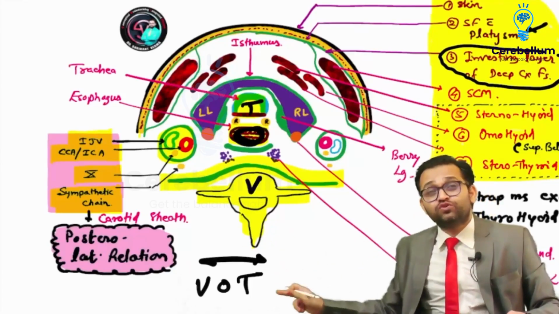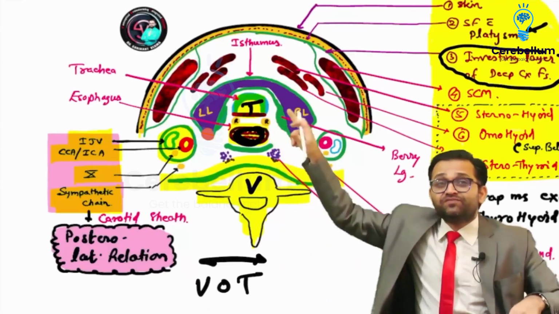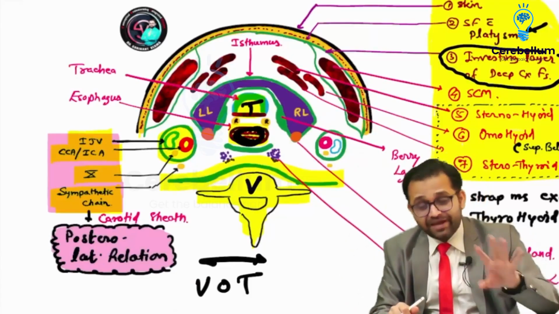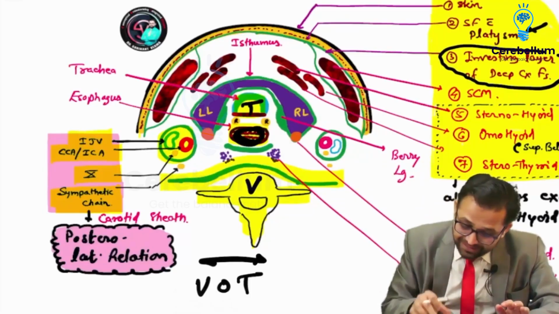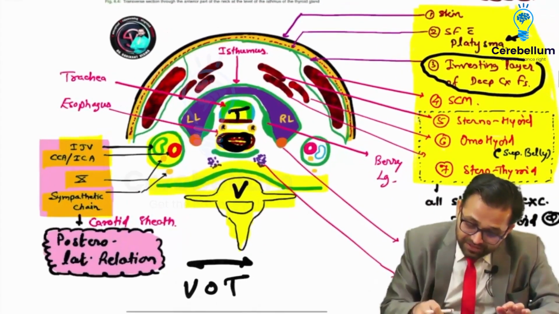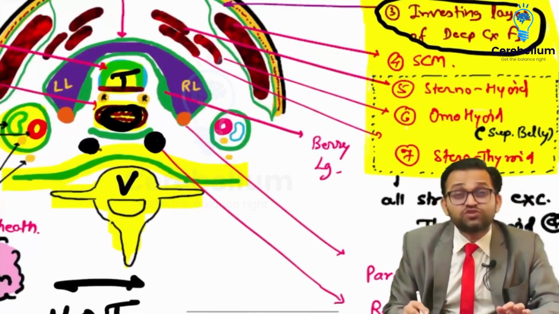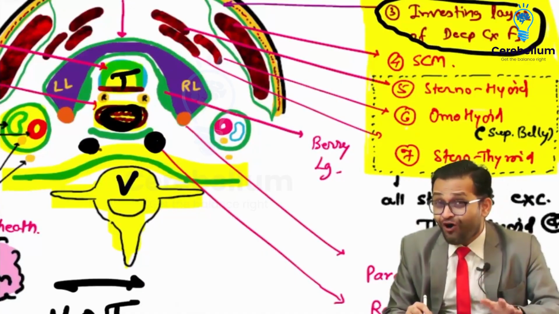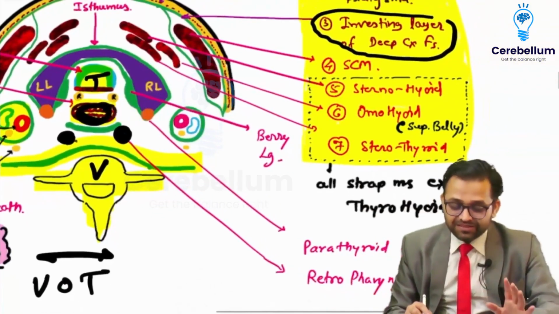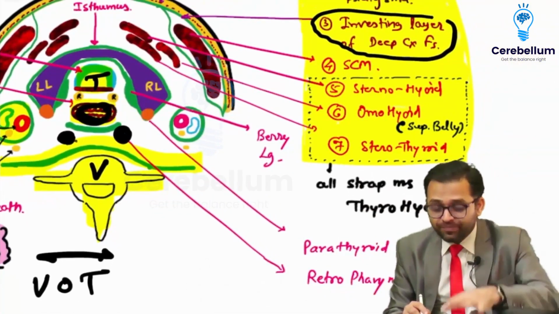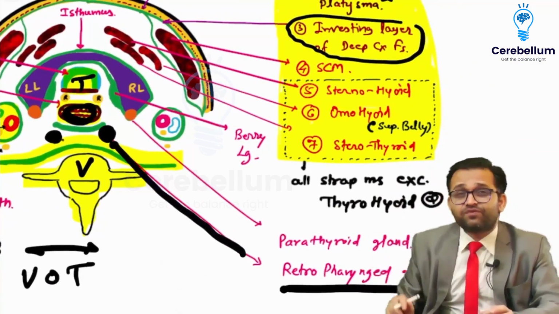Yes, VOT is your mnemonic. V for vertebra, O for esophagus, T for trachea. In front of the trachea there is the thyroid gland. Now observe here, there is a group of lymph nodes just behind the esophagus. The upper part of the esophagus is also known as the pharynx. That's why this group of lymph nodes just behind the pharynx is the retropharyngeal lymph node.